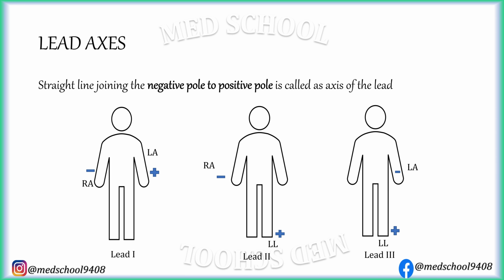Let's understand what lead axes are. The straight line joining the negative pole to the positive pole is called the axis of the lead. Lead 1 axis is the line joining right arm electrode to left arm electrode, which is placed horizontally and directed toward left. Lead 2 axis is the line joining right arm electrode to left leg electrode. It is directed downward obliquely to left. Lead 3 axis is the line joining left arm electrode to left leg electrode. It is directed downward obliquely to right.